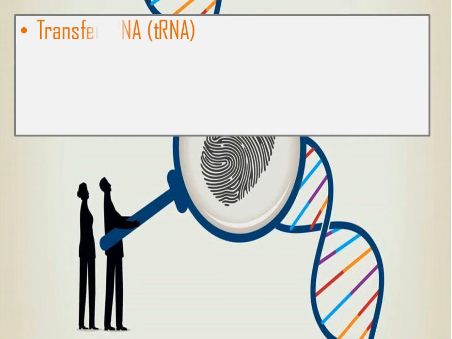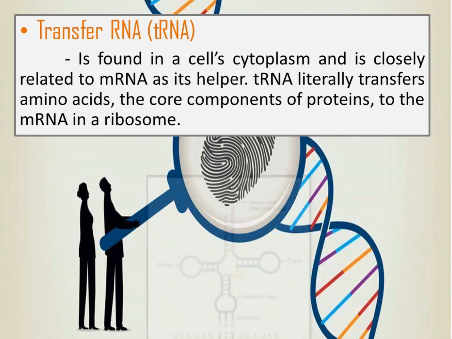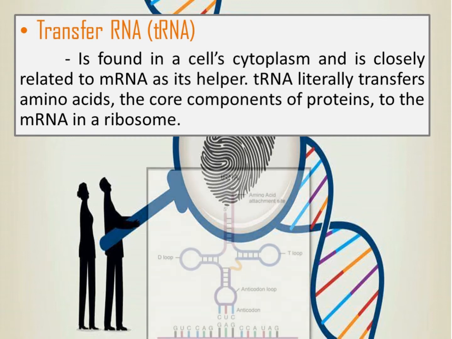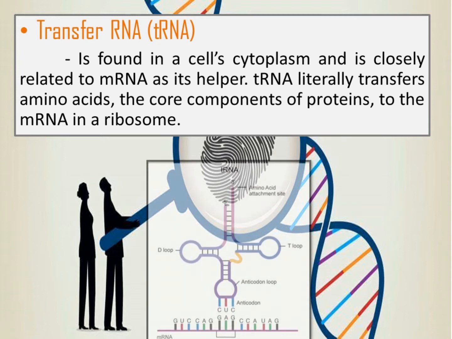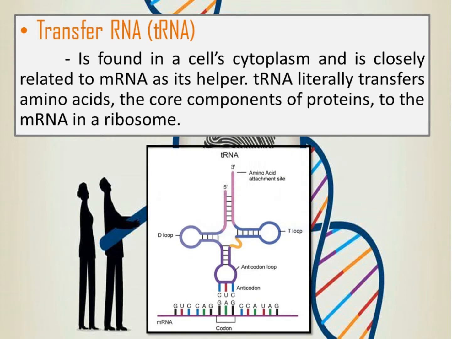Transfer RNA, tRNA, is found in a cell cytoplasm and is closely related to mRNA as its helper. tRNA literally transfers amino acids, the core components of proteins, to the mRNA in a ribosome.